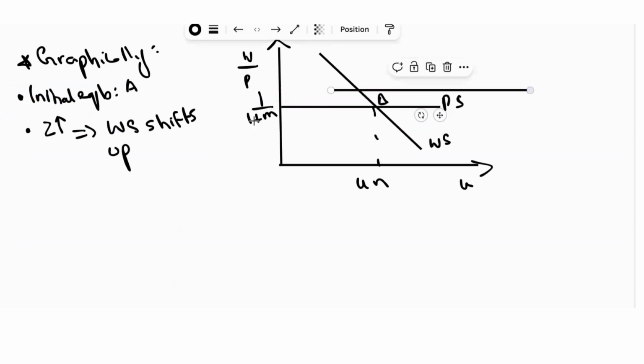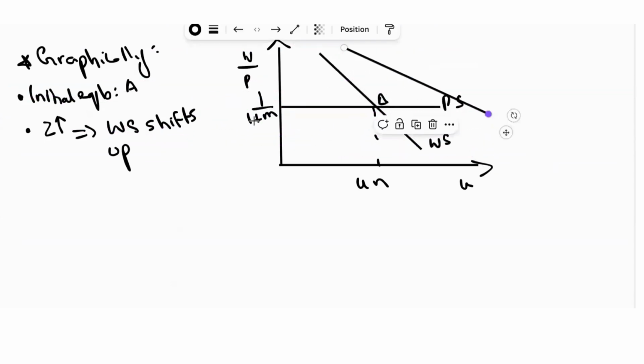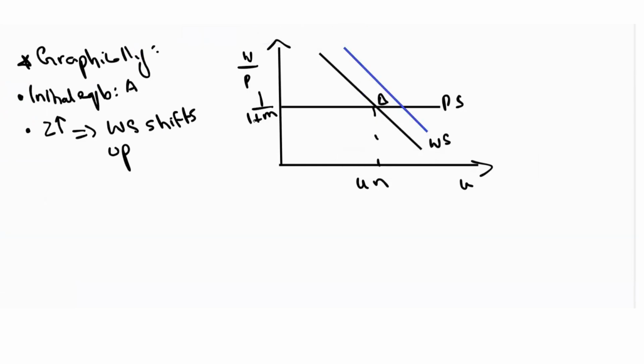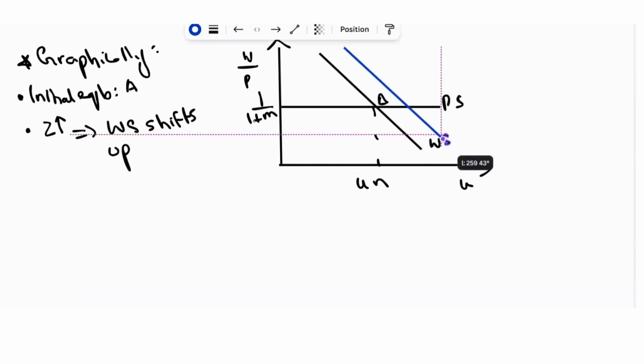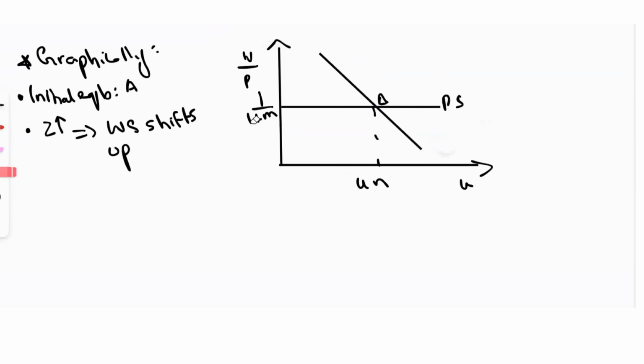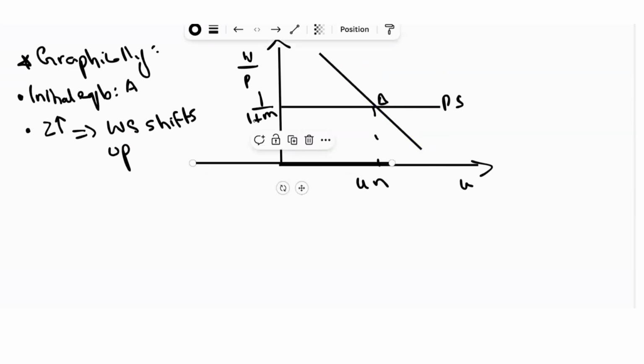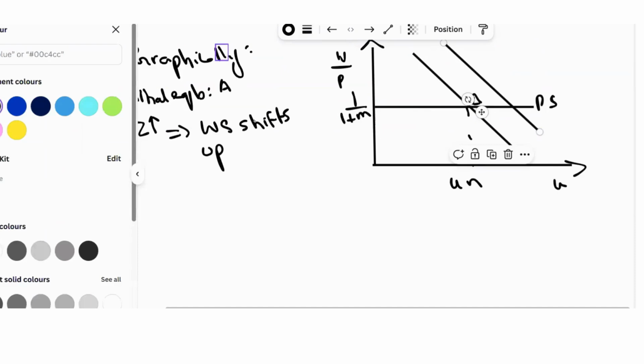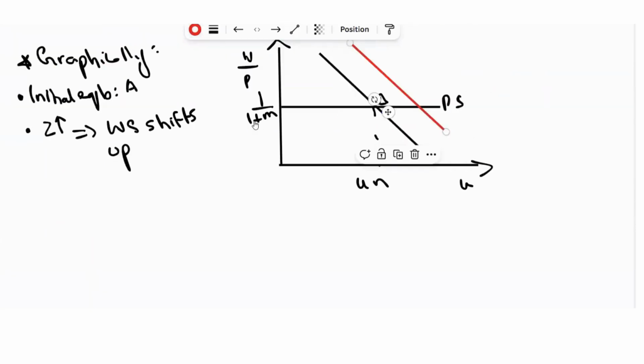So the WS curve is going to shift upwards, right? We know that changes in Z affect the WS curve. Workers have more bargaining power now, so for any given level of U they can demand higher wages. Thus, the WS curve is going to shift upwards. So this was WS, and this is WS prime.